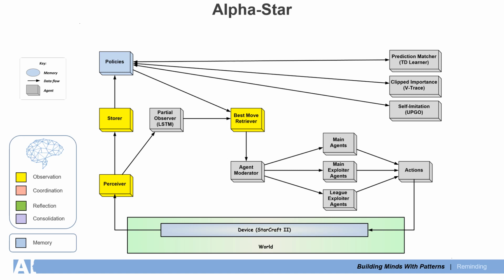The AlphaStar system plays StarCraft II, a real-time multiplayer strategy game. The perceiver controls a camera which partially observes the game. The system is initially bootstrapped by hand with thousands of prior games, which provide the initial policies or strategies for actions to be taken based on observables. Policies are updated during gameplay by several learning components. The storer transforms observables into parameters for the policy neural network. The agents that are managed are also individual neural networks in themselves.